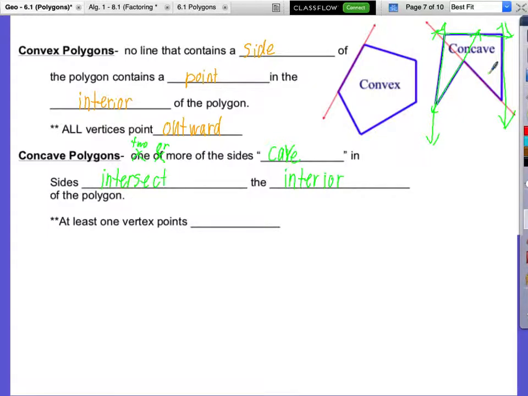Yes, but this is one or more sides that do that. So these sides will intersect. It's the extended side. It should technically be extended sides. That's a change I wrote on there for next year after I printed these.